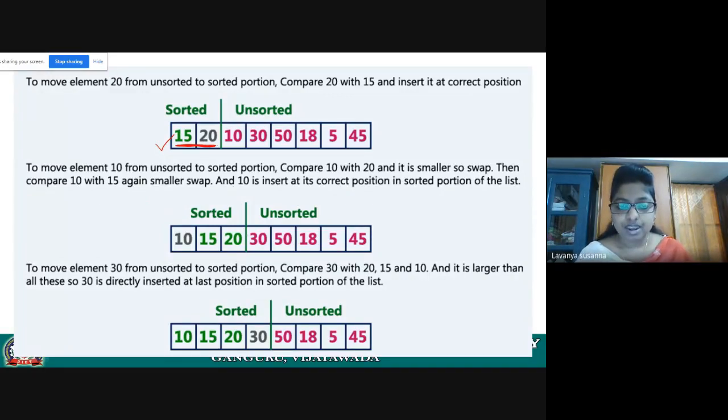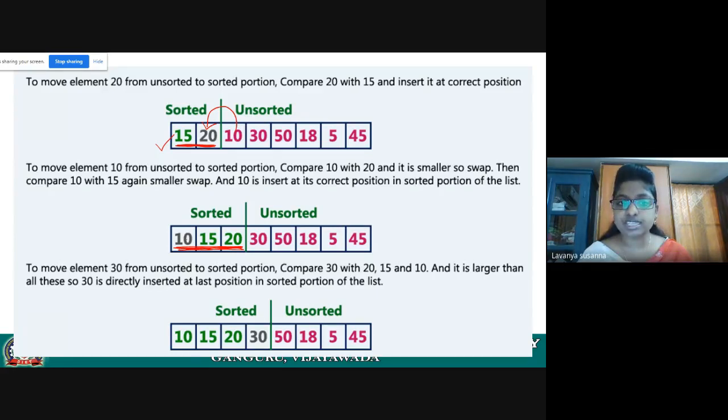Now in the next step, insert 10 into the sorted list and then arrange 15, 20, 10 in ascending order. You need to insert elements one by one. First, you insert 15 into the sorted list. Next, you insert the next element, 20, into the sorted list. After inserting 20, arrange the elements in the sorted list in ascending order.